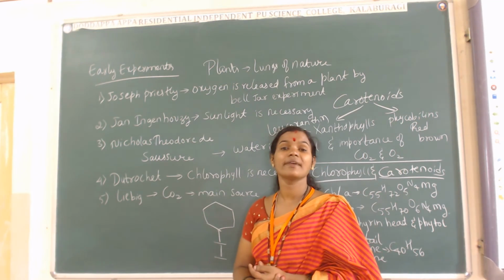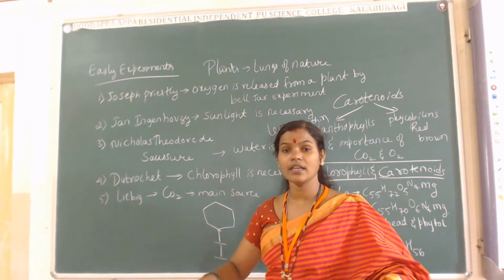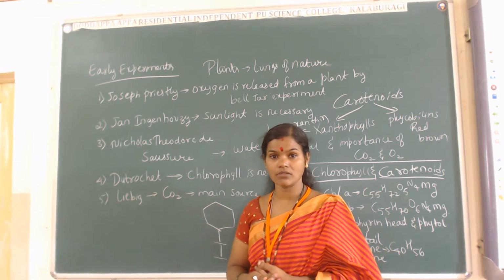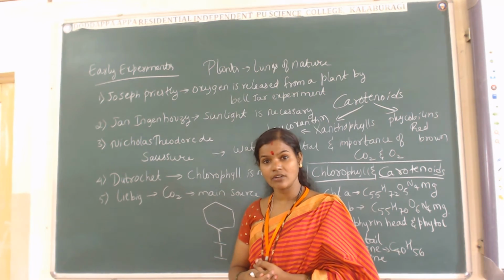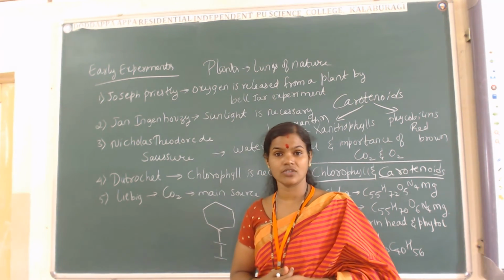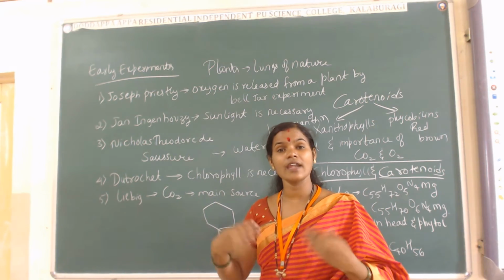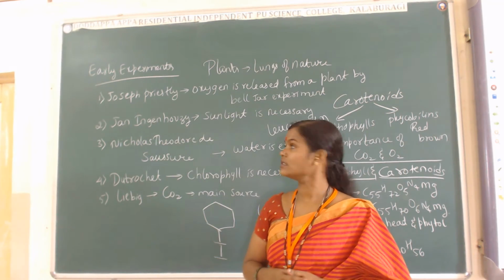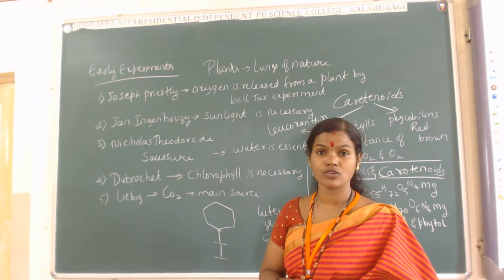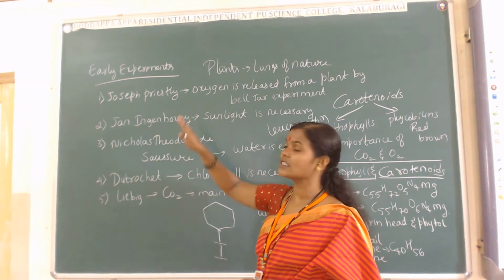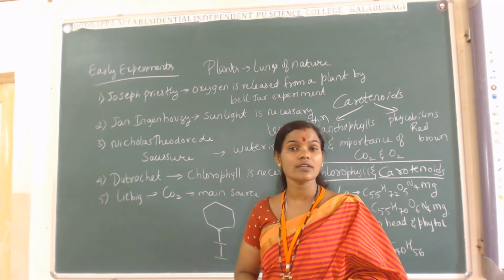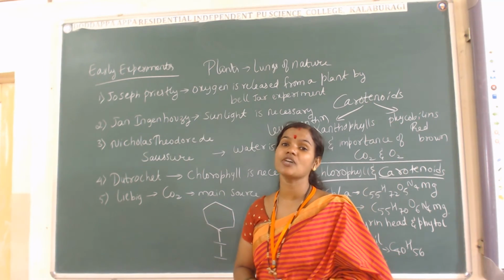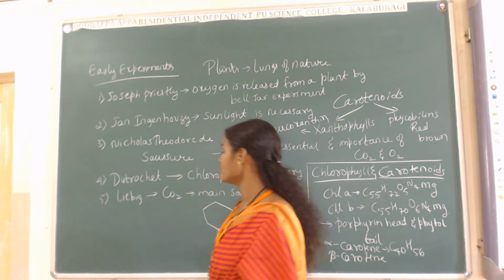Okay, why? Because they are inhaling carbon dioxide, giving oxygen. We are inhaling oxygen and giving carbon dioxide. So that is why we are calling the plants the lungs of nature. Now Joseph Priestley is the first scientist who proved that oxygen is released in photosynthesis, and he did it by the Bell-jar experiment. Now what is the meaning of the Bell-jar experiment?